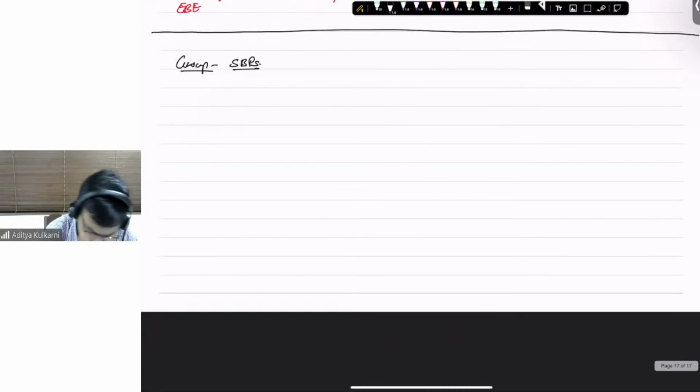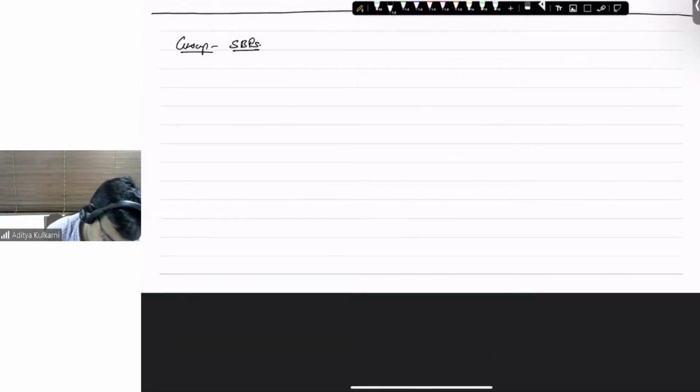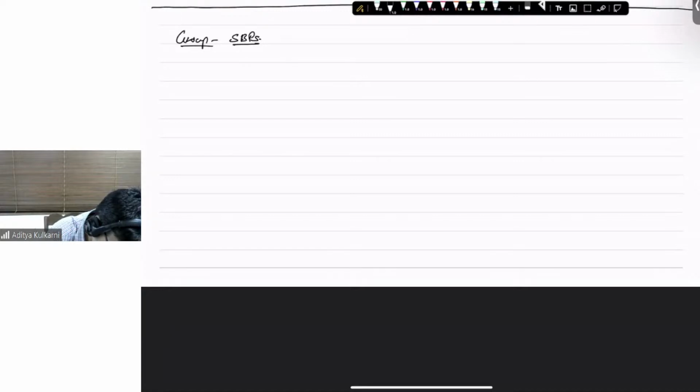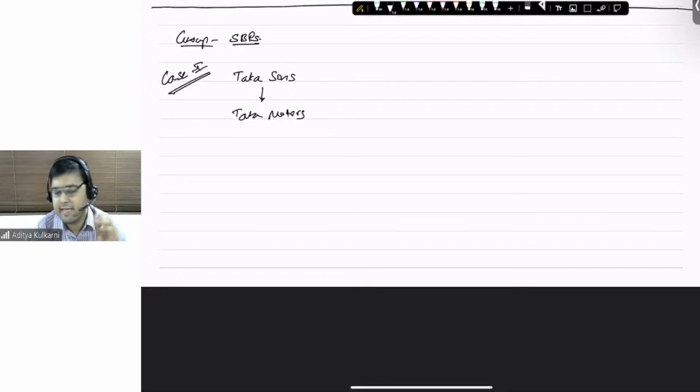कौन सा example ले ले? I don't want to take the same example as last time, but there is no other way because I have to. Okay. Tata Sons has a subsidiary, Tata Motors. This is case one. Tata Sons is the parent and Tata Motors is the subsidiary.